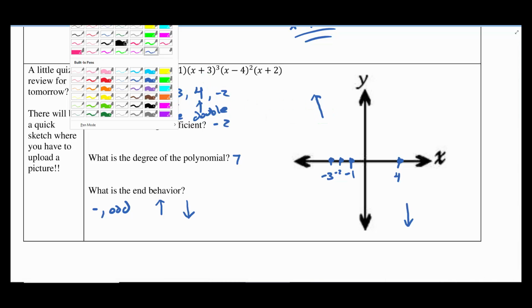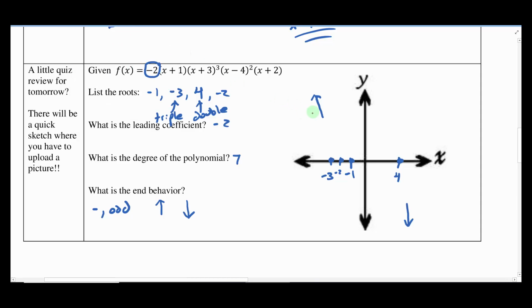All right, so at the -3, since it's a triple, we're going to inflect as we pass through it. And I'm going to choose a different color here. Let's go with this one. I'm going to come down here. Like I said, it doesn't have to be pretty, but as I pass through that -3, I'm going to flatten out. That's called an inflection. And then I pass through and continue down.